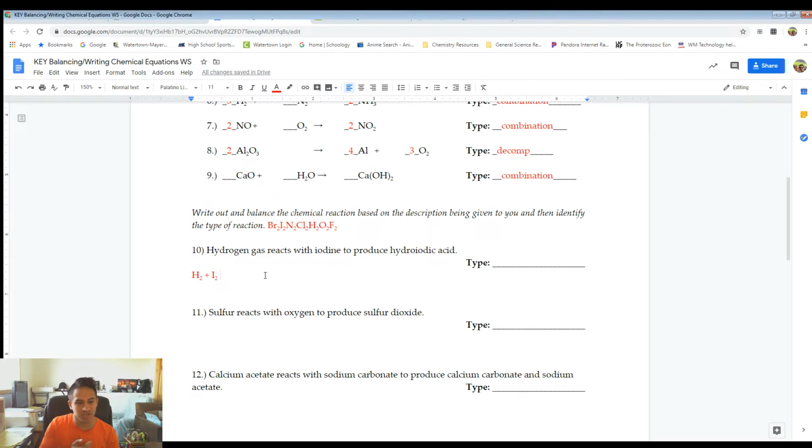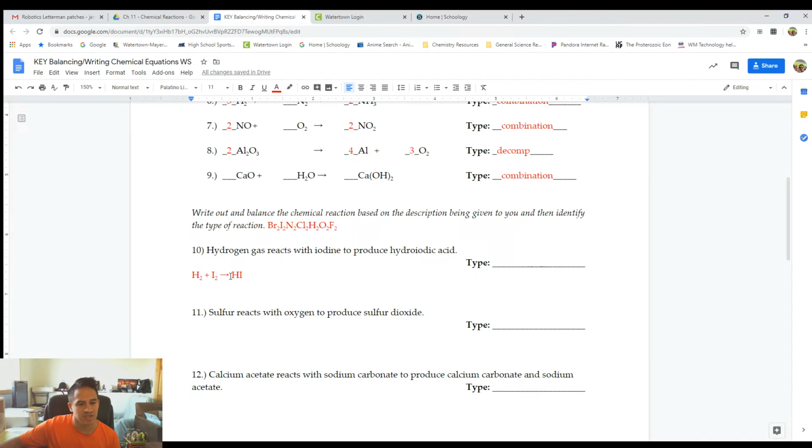So we have H2 plus I2. We're making hydroiodic acid. So hydroiodic means it's an acid, so it starts with H. Iodic means it's with iodine. And since H is a positive 1 when it makes an ion, and iodine is negative 1 when it makes an ion, you just need 1 of each, such as HI. So this is our skeleton equation.